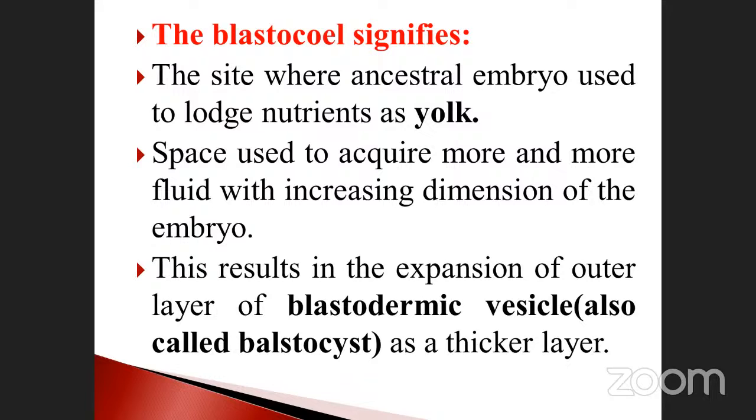Once again, what is the main significance of the blastocyst? It is very important for the supply of nutrients to the embryo. Okay. And also the fluid increases within this. As a result, the dimensions also increase. So the outer layer simultaneously increases its size. Egg size also increases. That is the blastodermic vesicle. As a result, the layer will be thick in nature. Okay. We'll go to the next one.